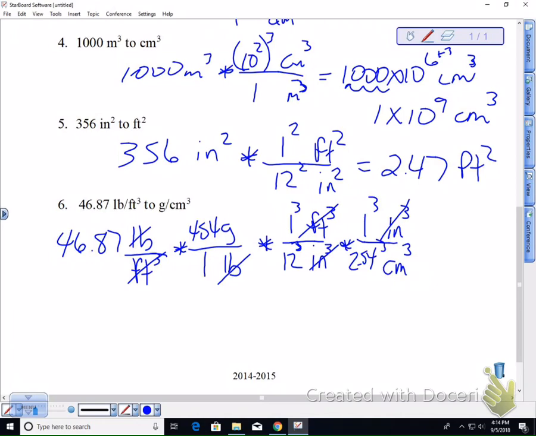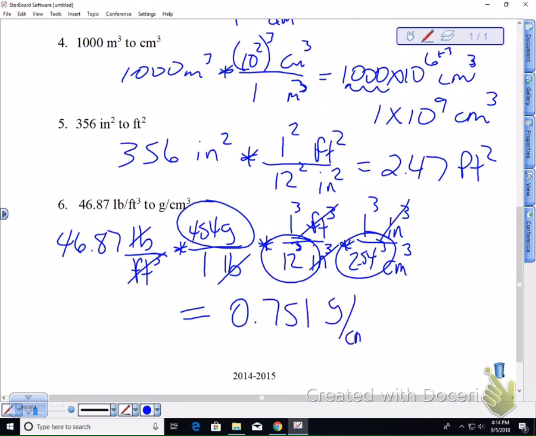So we have a bit of a complex set of math here. Follow along in your calculator. Hit pause if you need to grab it. I'm going to type in 46.87 times 454, and then I'm going to hit divide by 12 cubed, and then divide by 2.54 cubed. And that comes out to be 0.751 grams per centimeter cubed.